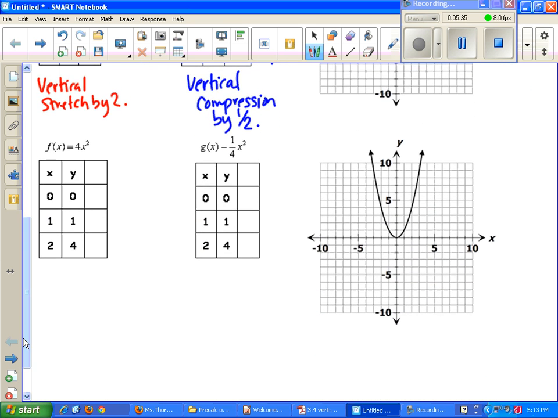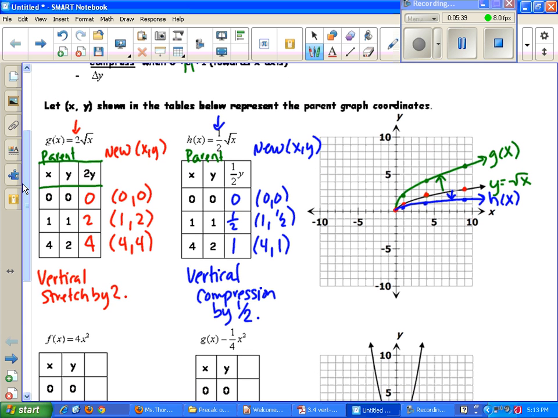For the next part, let's go back up to the other one. For this one, I just wanted to take note that our x values stayed the same. We were only changing our y value. So I'm going to note that up at the top: x values stay the same. Y values are the ones changing.